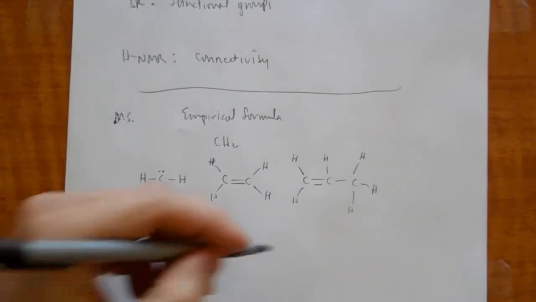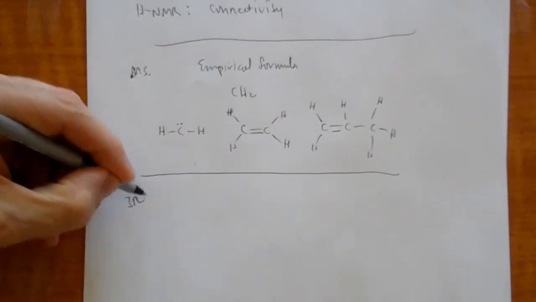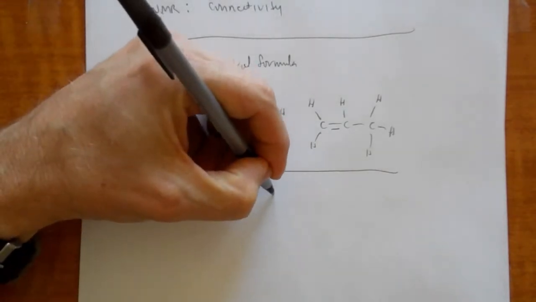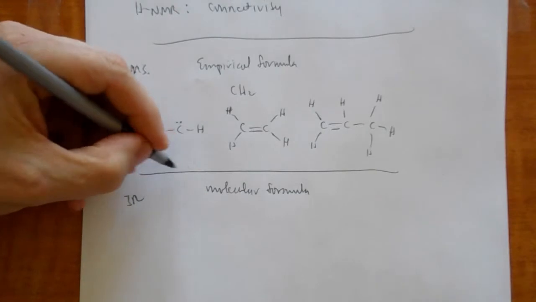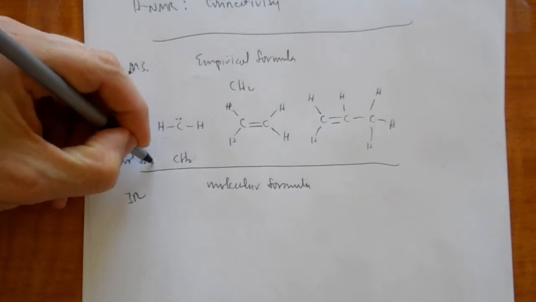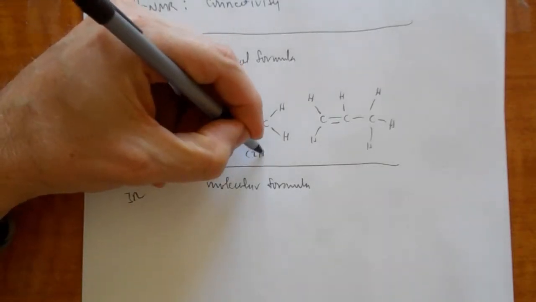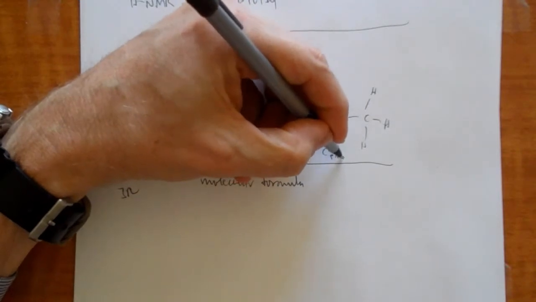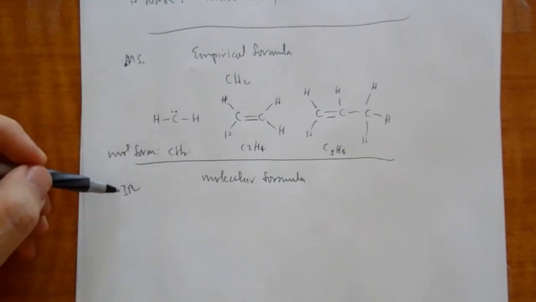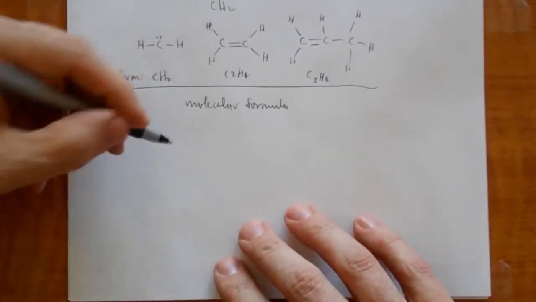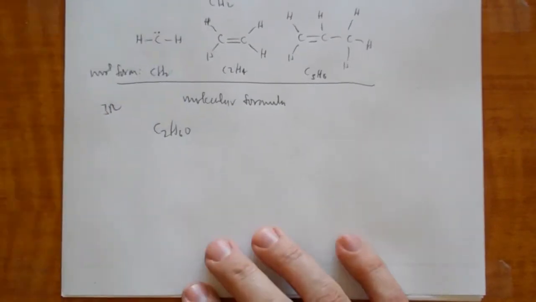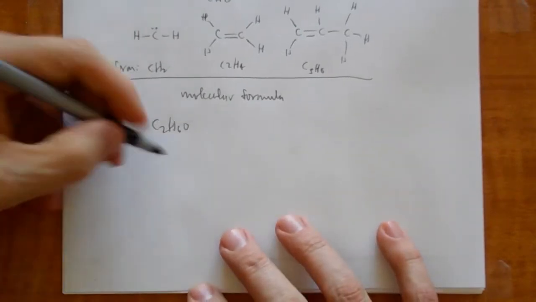Alright. IR. Let's talk about two compounds which have exactly the same molecular formula. Oh, by the way, we forgot to say, the molecular formula of this is CH2, right? Of this one, it's C2H4, and here it's C3H6, right? Okay. Suppose then, with another compound, we have two compounds that have the same molecular formula. Let's take C2H6O, but have different functional groups in them.